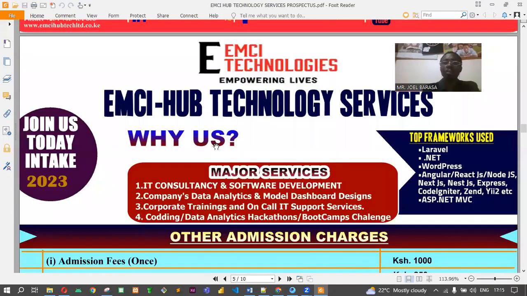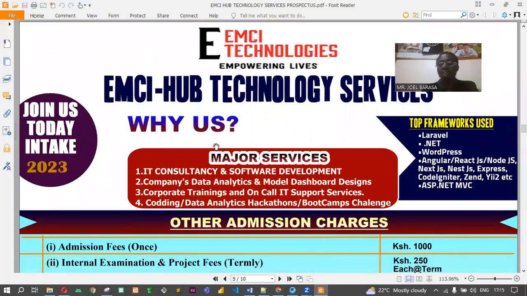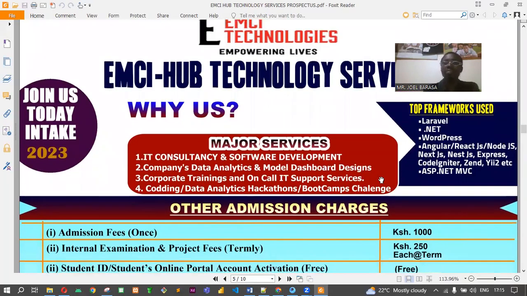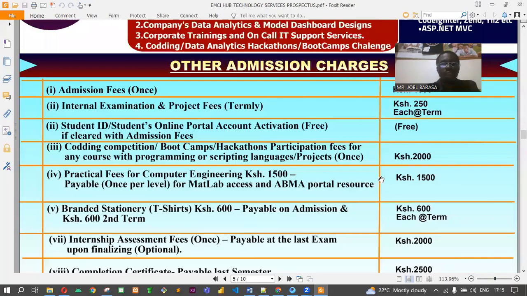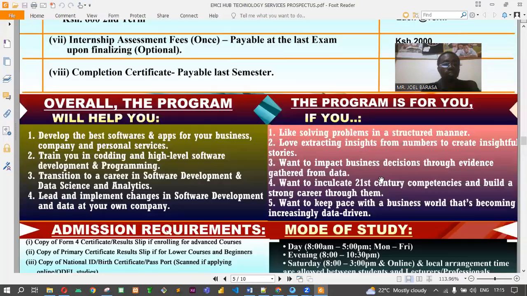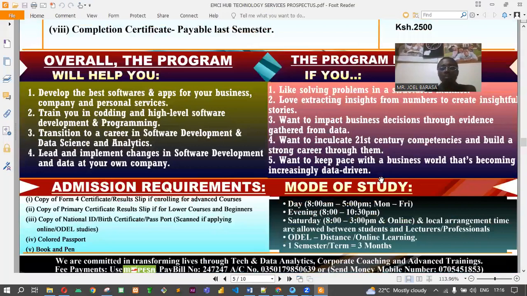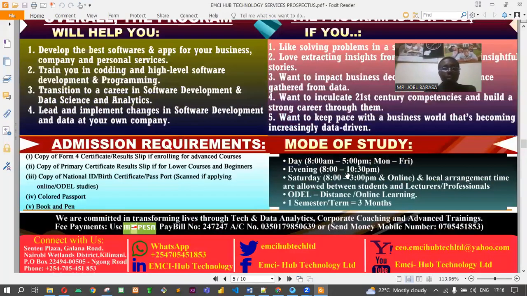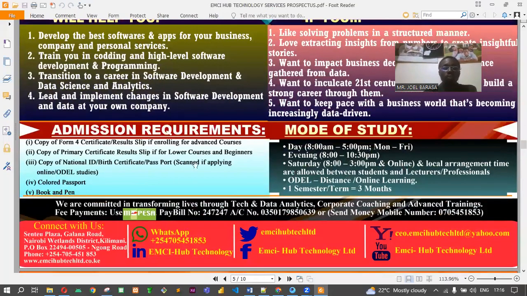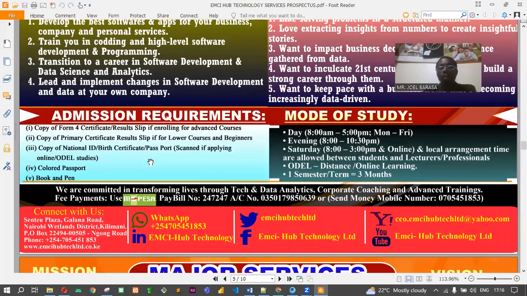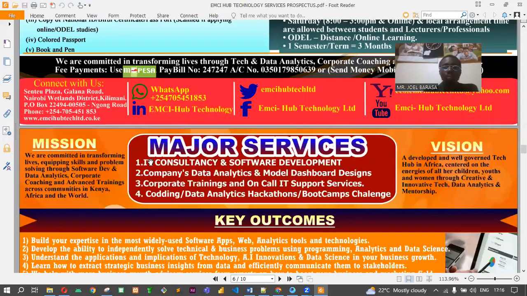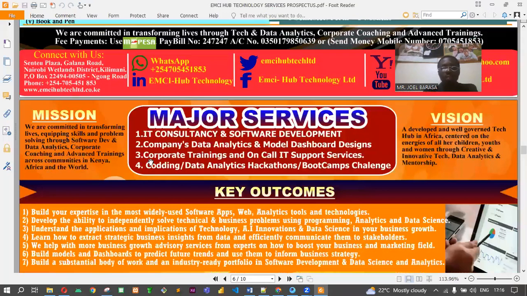And this is all about hands-on skills. Under web and software development, we have Laravel, .NET, WordPress, AngularJS, and so on, advanced systems that companies need. That is what we offer. So here we can give you guidance, and also our mode of study programs. We offer both online and physical. So just contact us and get in touch with us.